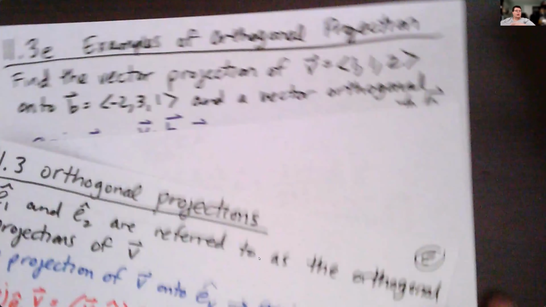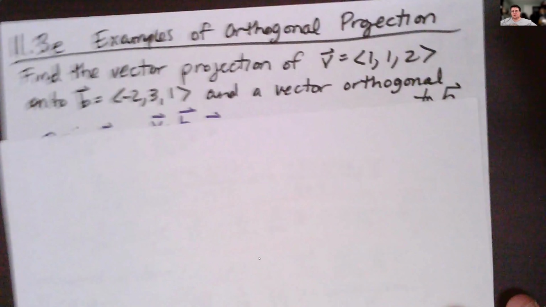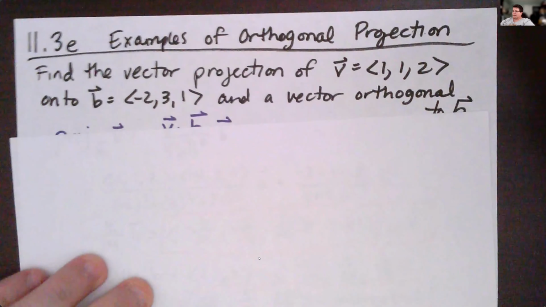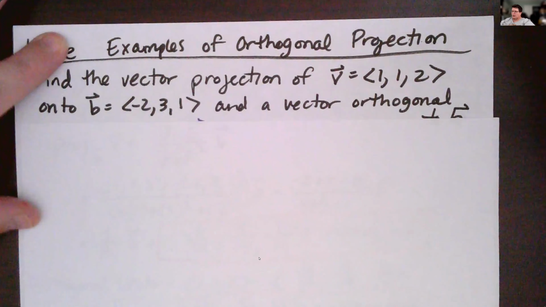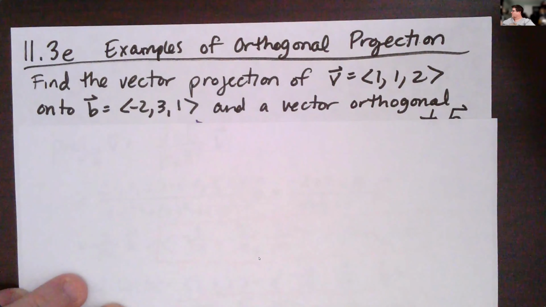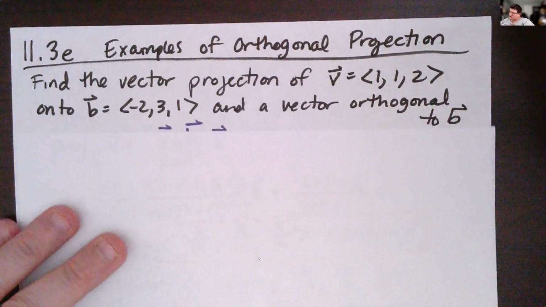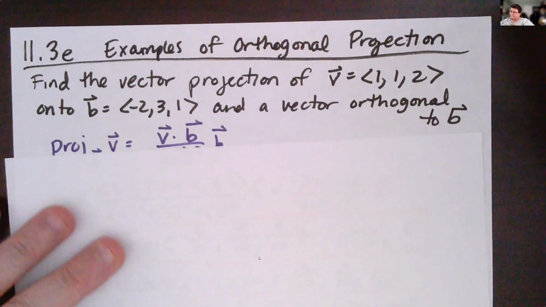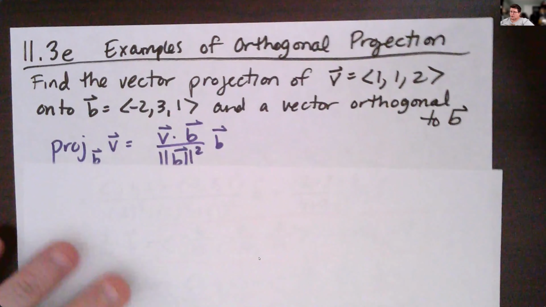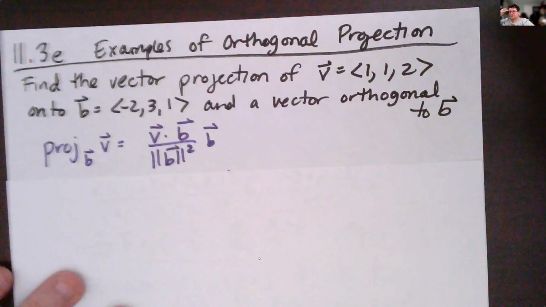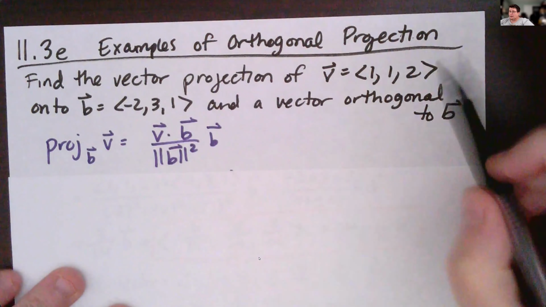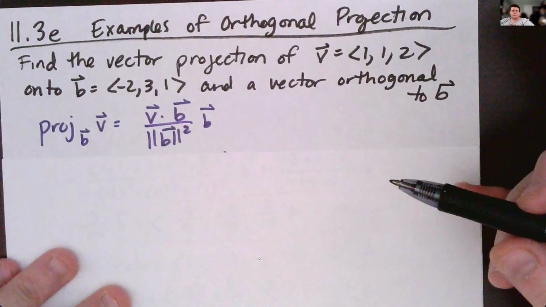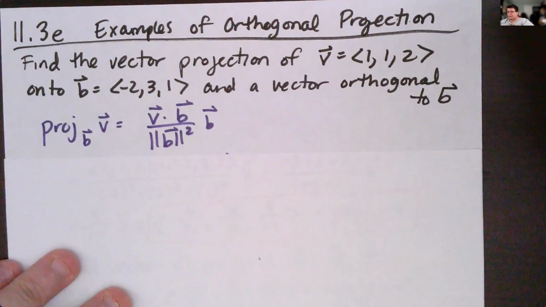Let's take a look at an example. We are going to find the vector projection of V in three dimensions. It's 1, 1, 2. We are going to project it onto B, which is -2, 3, 1. And we're going to find that vector projection and a vector orthogonal to B. So let's just jump right into it. We've got the projection of V onto B. I rewrote the formula. We've got V dotted with B over the norm of B squared times B.